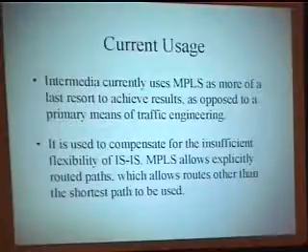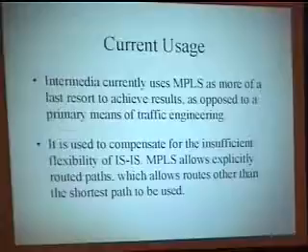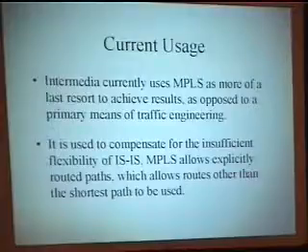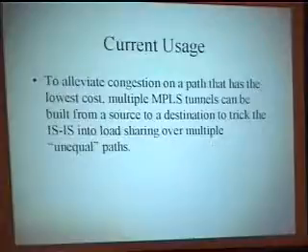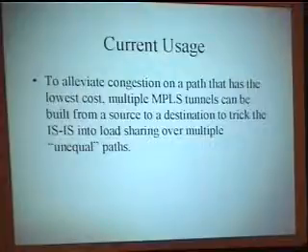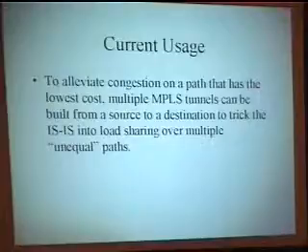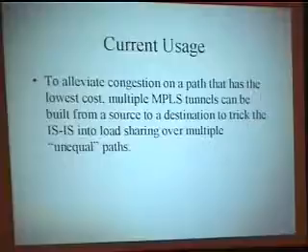Basically, it does allow explicitly routed paths, so it allows routes other than the shortest path to be used. The way we use it to alleviate congestion on a path that has the lowest cost is that multiple MPLS tunnels are built from a source to a destination so that it load shares over multiple paths, multiple unequal paths.